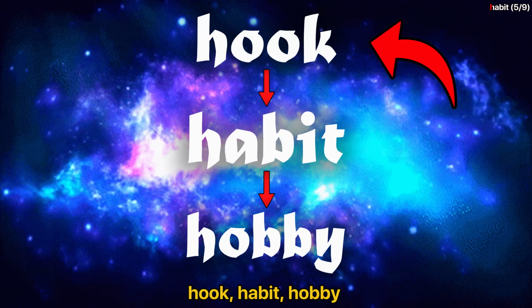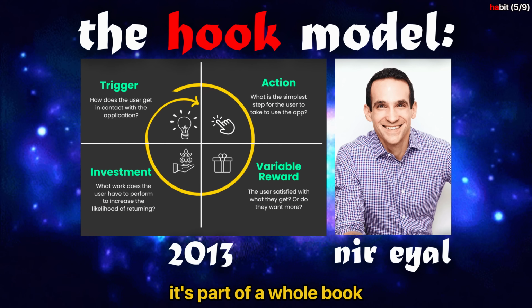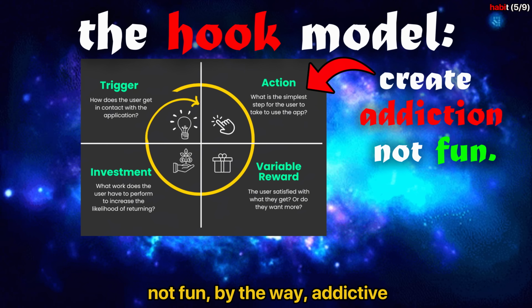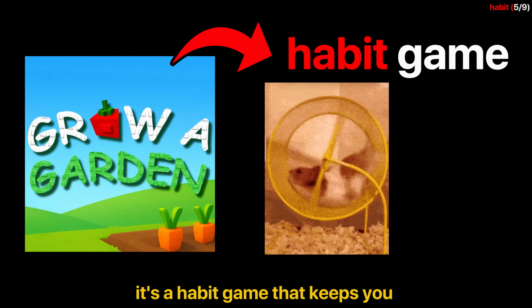Oh, would you look at that? Hook, habit, hobby. This is what we call the hook model, created by Nir Eyal in 2013 as part of a whole book that's all about making your products as addictive as possible. Not fun, by the way, addictive. And ultimately, that's the core of Grow a Garden. It's a habit game that keeps you engaged in a forever loop.